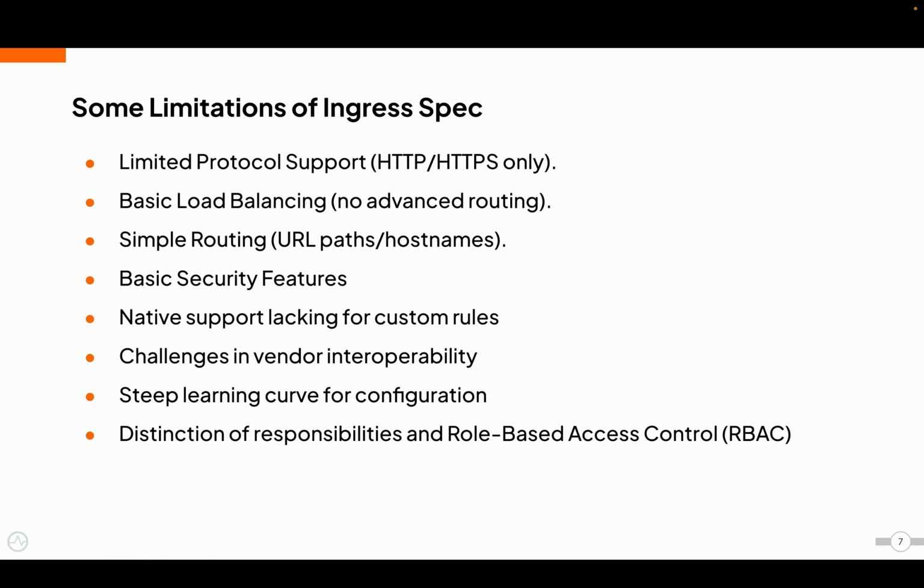Then the other thing is, when it comes to load balancing, capabilities are somewhat limited. You can't do advanced load balancing or advanced routing with the Ingress specification. Also, routing is mainly based on the path and host name, so you cannot use other parameters such as headers or other complex calculations when you make routing decisions. And when it comes to security, it mainly supports SSL termination. But the most widely used security protocols like OAuth or other security-related stuff are not covered in the Ingress specification. Also, when it comes to custom rules, meaning additional rules on top of the available capabilities, there's no native support for custom rules in the Ingress specification.